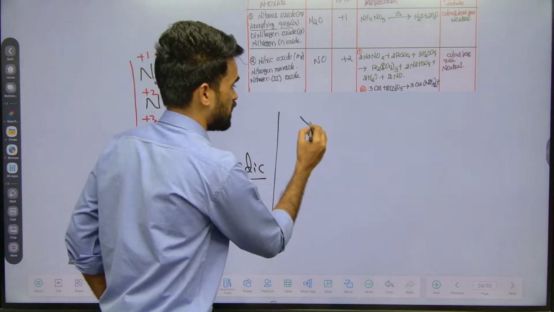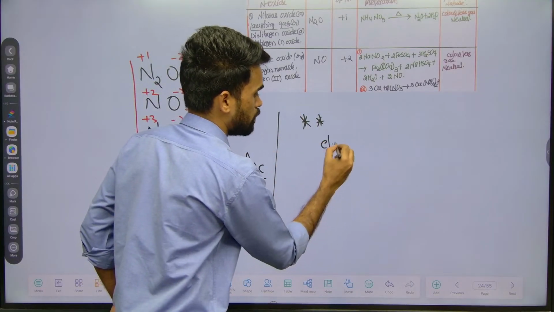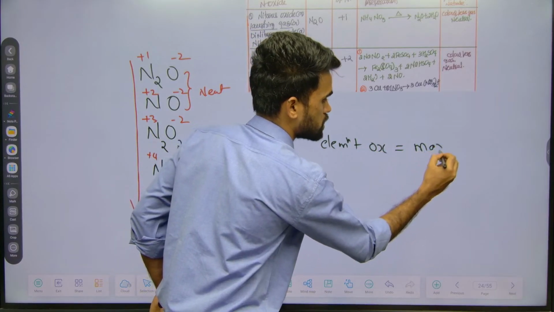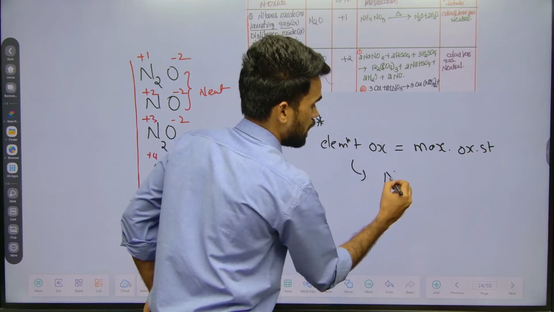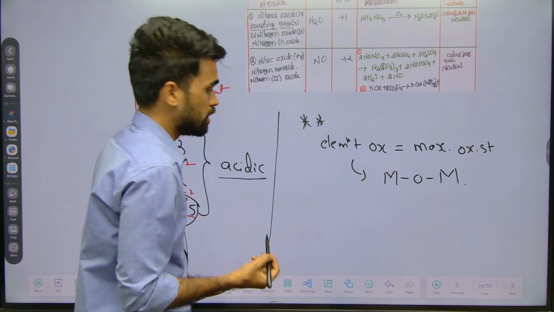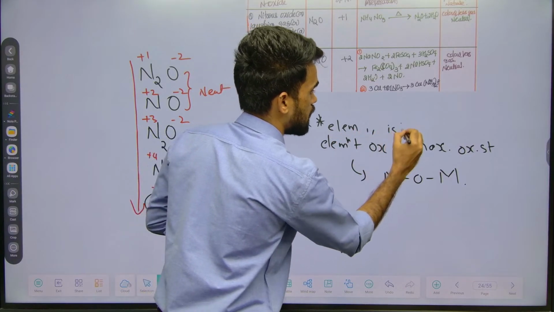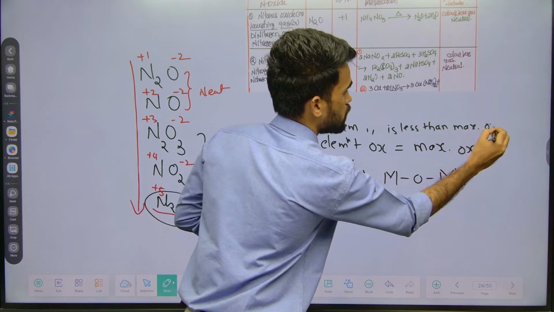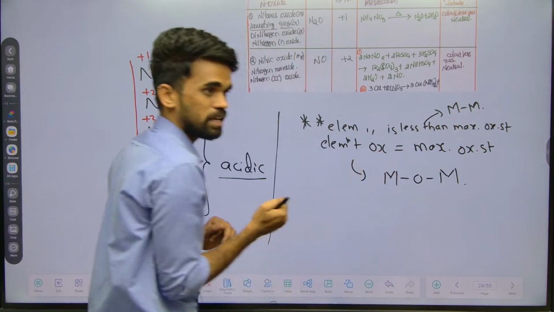Remember this important trick to remember all the time. Whenever an element's oxidation state is equal to the maximum oxidation state, there exists an MOM type of bond. Which type of bond? MOM bond. If the element's oxidation state is less than the maximum oxidation state, a direct MM type of linkage will be there. What type of linkage? MM.